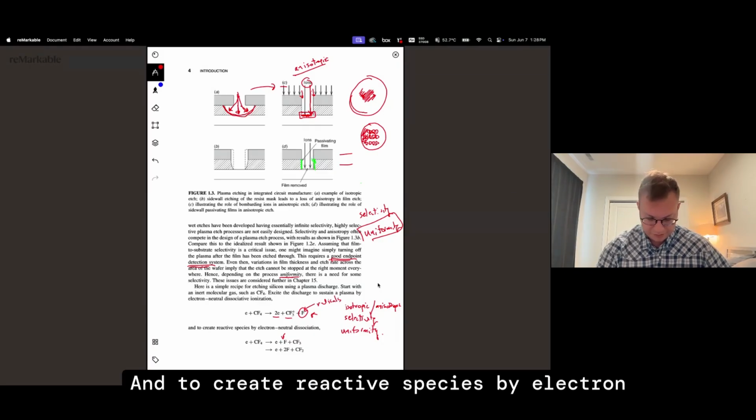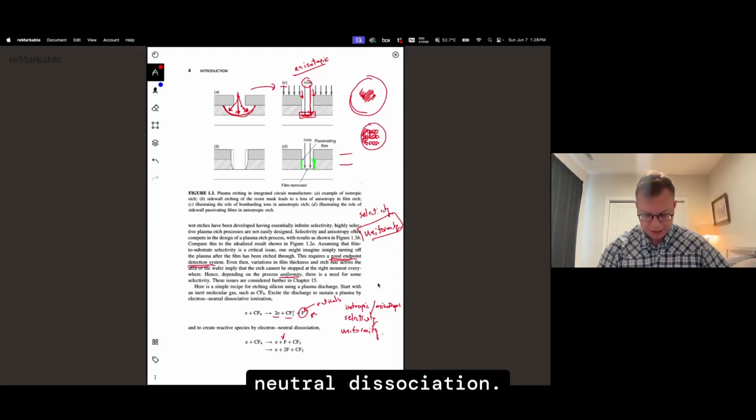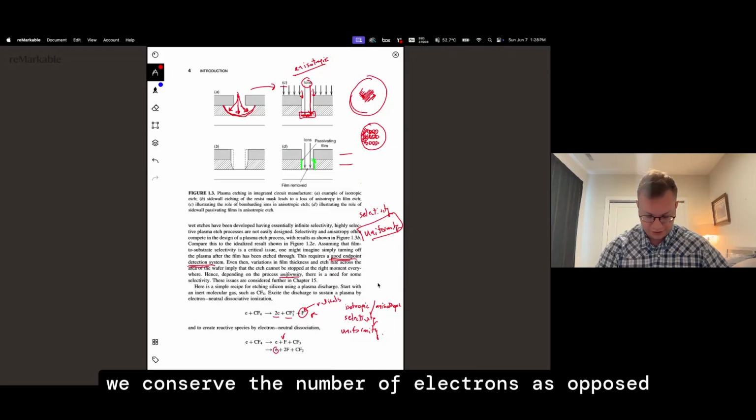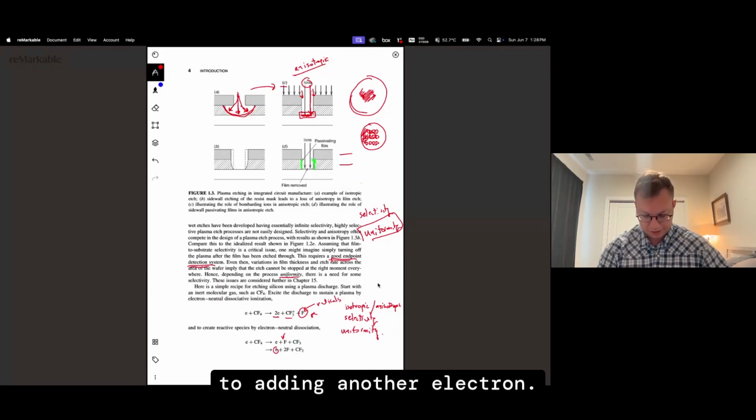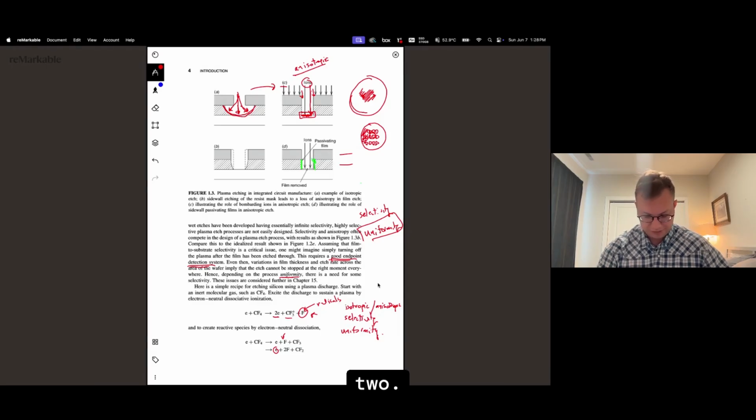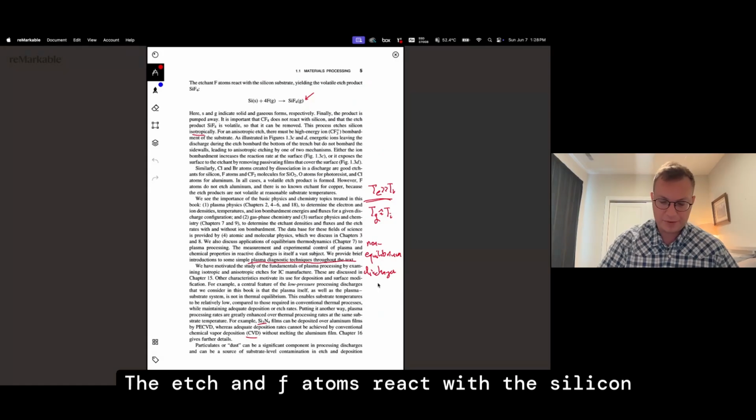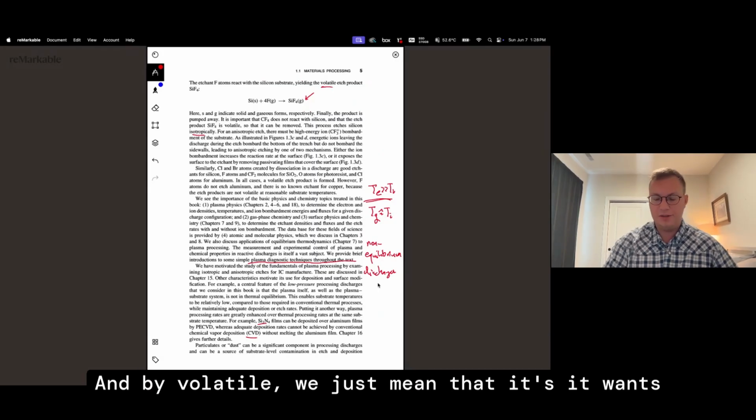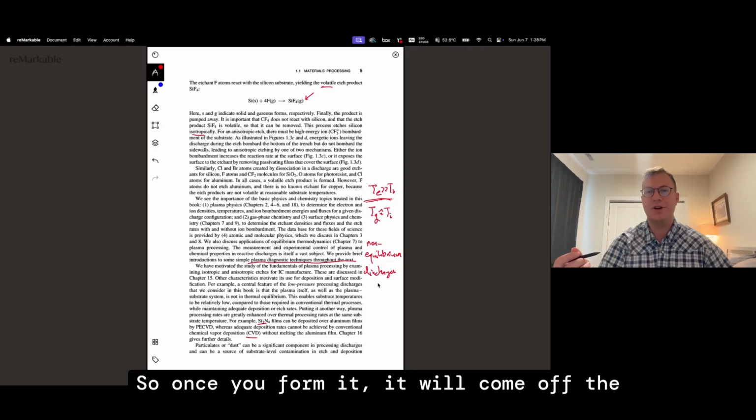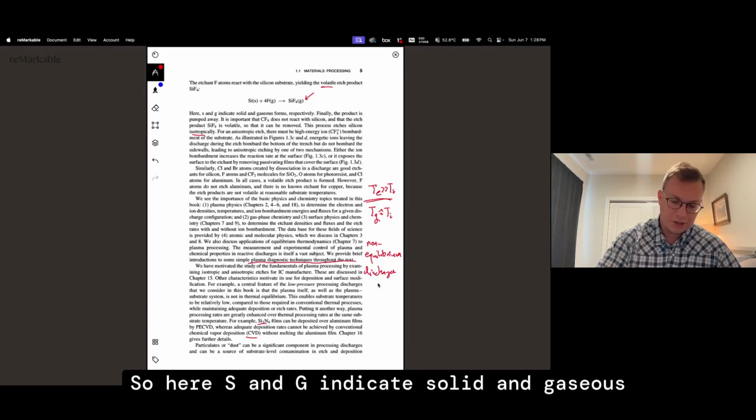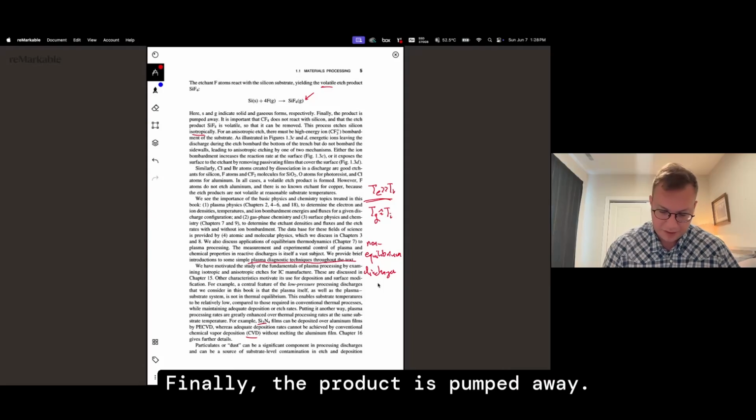Okay. And to create reactive species by electron-neutral dissociation. So in this case, the electron hits the CF4, does not ionize it, so we conserve the number of electrons as opposed to adding another electron. But we're creating these chemically reactive species of either fluorine or CF3, CF2. Okay. The etchant F atoms react with the silicon substrate to yield the volatile etch product SiF4. And by volatile, we just mean that it wants to be a gas. So once you form it, it will come off the surface into the gas and you can pump it out. Here, S and G indicate solid and gaseous forms, respectively. Finally, the product is pumped away.